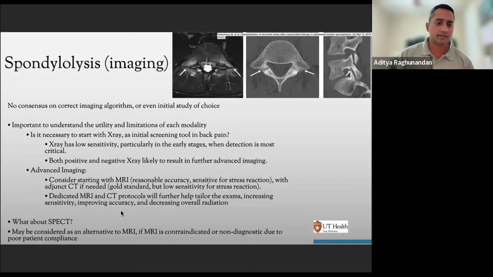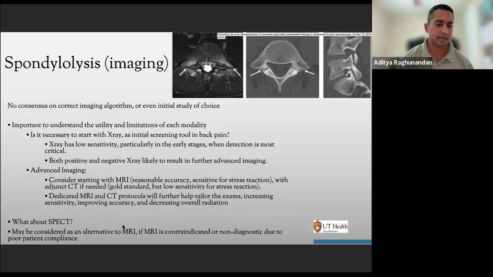A lot of centers who see a lot of young athletes have protocols for this to minimize time in the MRI machine. If you have a young athlete and you're trying to keep them in an MRI machine, a lot of them don't like it and don't tolerate it well. So there are protocols to look just at the L4 and L5 level, which is the most common location for this. Same thing with CT protocols. You can do thin cuts just through the pars that you're trying to look at, so you're minimizing radiation while getting all the information that you need.